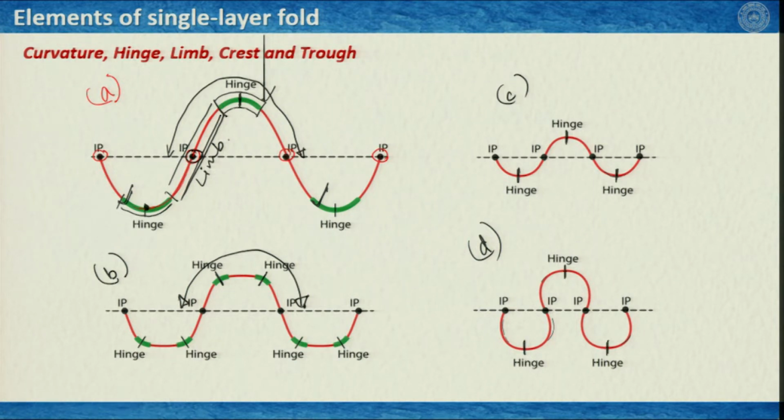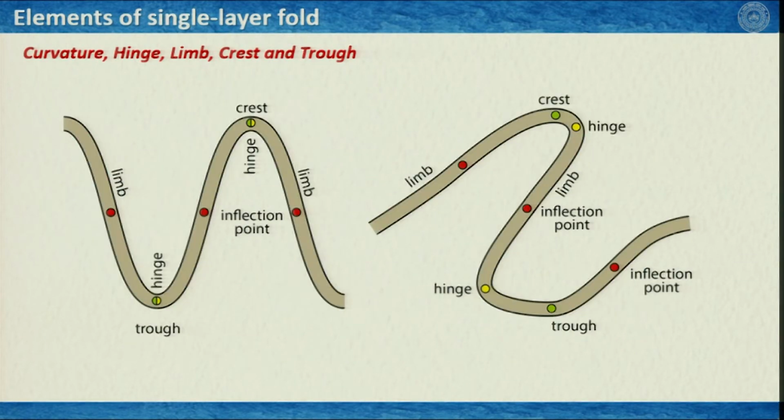Let us have a look at the same similar illustration in a different way. As you can see here, we have defined also the crest and trough, but before that let us quickly summarize what we have learned. So, hinge is where we have maximum curvature, here and here. Inflection points are these 3 points that separate the convex side from the concave side of this folded structure.